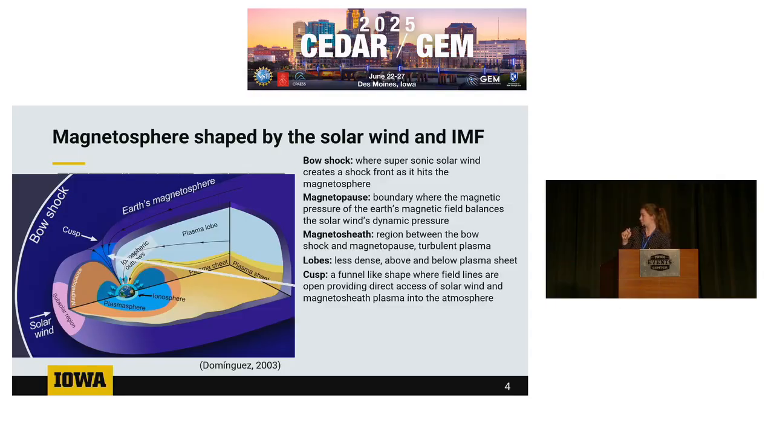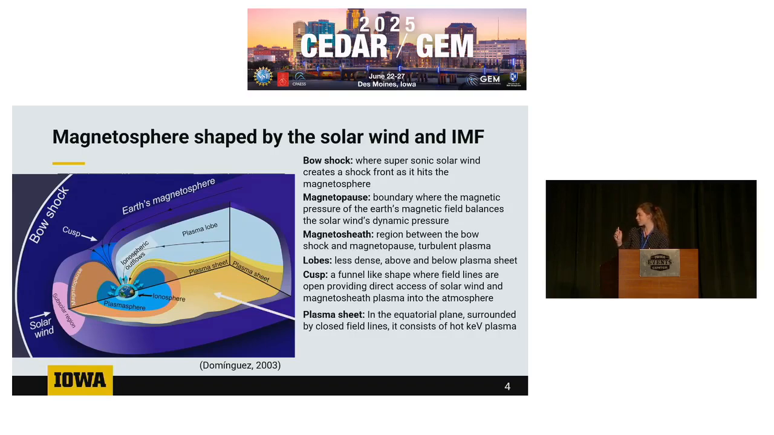The cusp is a funnel-like structure around the poles of the Earth, and it's primarily where we have open field lines, where the Earth has a direct path to the solar wind and the magnetosheath, so we get plasma coupling between those two regions because of the cusp.